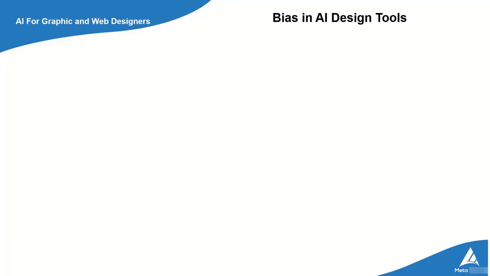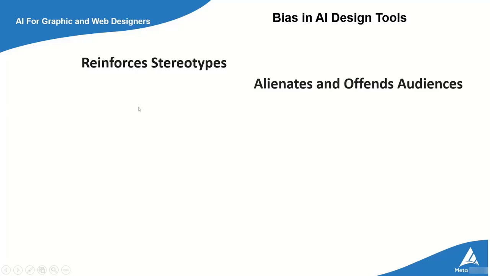Bias can be harmful for a graphic designer in several ways, both personally and professionally. Here are some of the ways in which bias can negatively impact graphic designers. Reinforces stereotypes. Biased design choices can reinforce harmful stereotypes, whether related to gender, race, disability, or other factors. This can perpetuate social inequalities and reinforce existing biases in society. Alienates and offends audiences. Biased design can alienate and offend certain audience groups. When a design is insensitive or disrespectful, it can lead to negative reactions and backlash from users or clients.